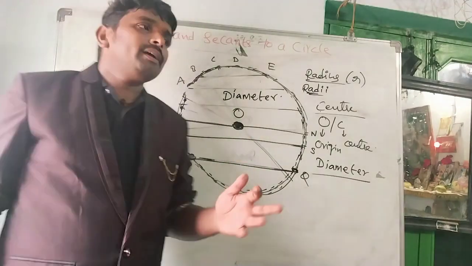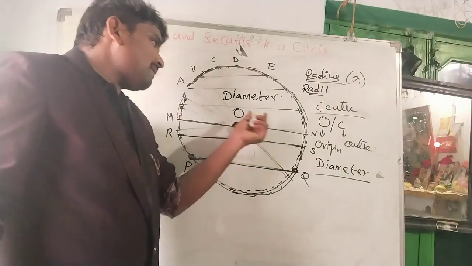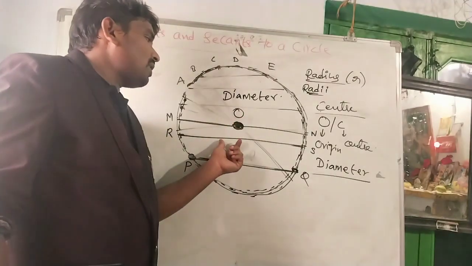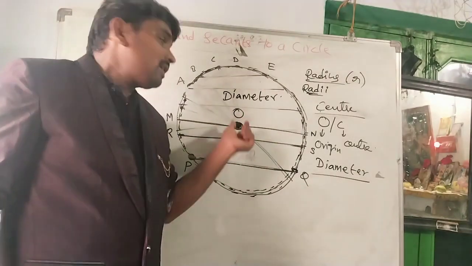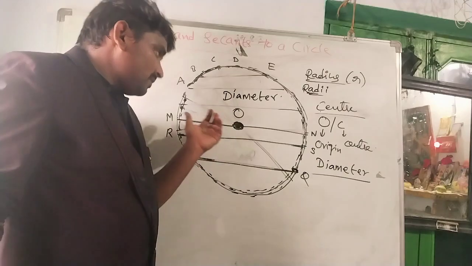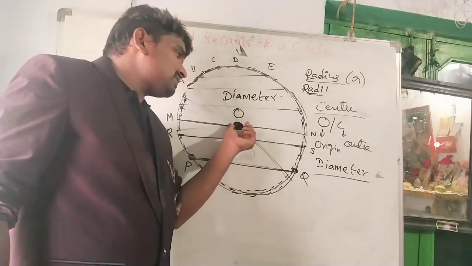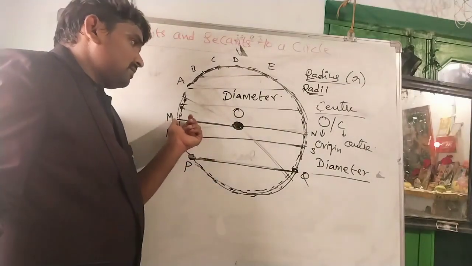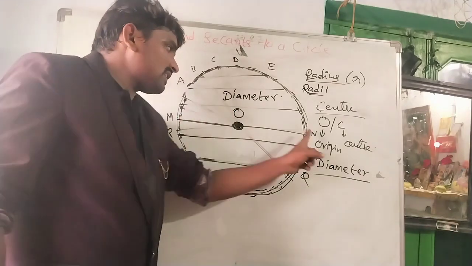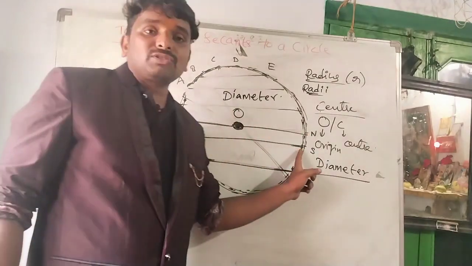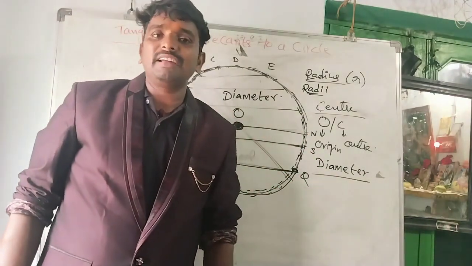Very simple. A diameter passes through the center of the circle, but a chord does not pass through the center of the circle. That is the difference between diameter and chord.